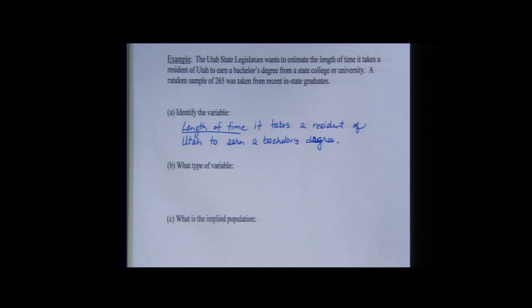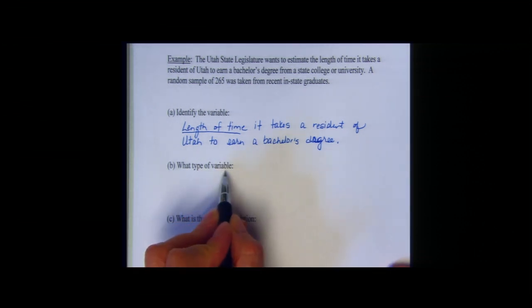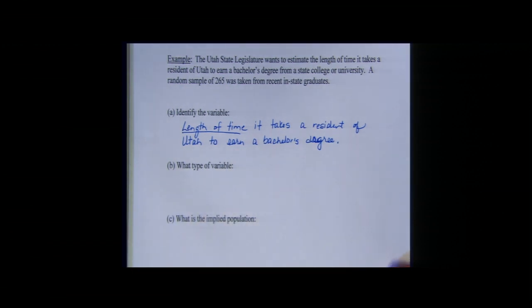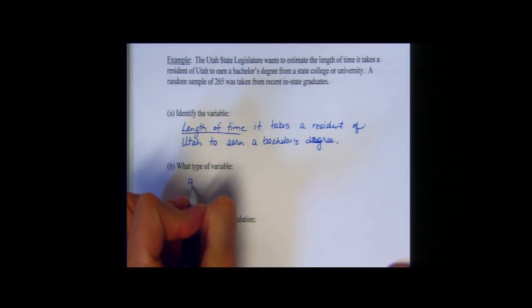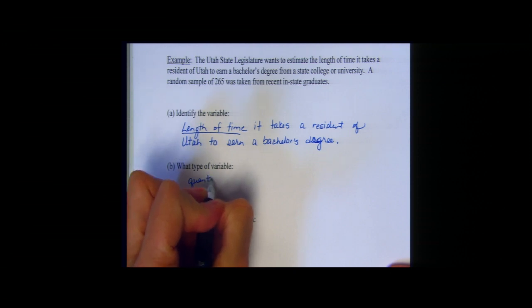So think about the types of responses you would get. You might get 3 years, 5 years, 7 years, or you might get months, whatever their type of response would be. So then think about what type of variable is that. So we're looking at, is it qualitative or is it quantitative? And since we're getting a numerical value, this would be quantitative.